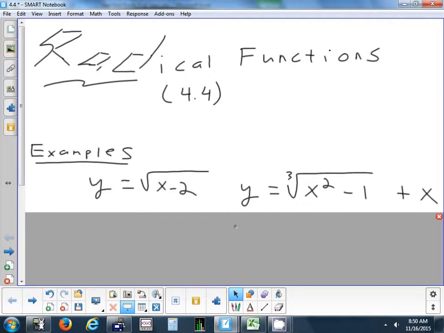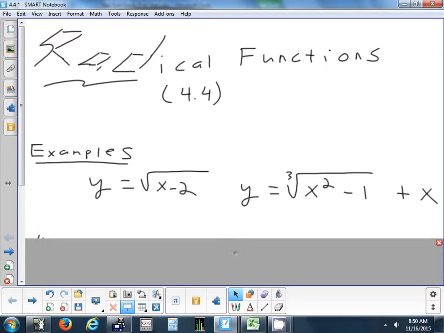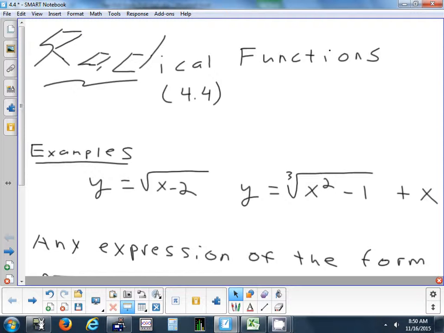Anything that's got that root symbol in it, whether it's a square root, x minus 2, the one next to it, that's a cube root. Any expression that's got a root in it is a radical function.